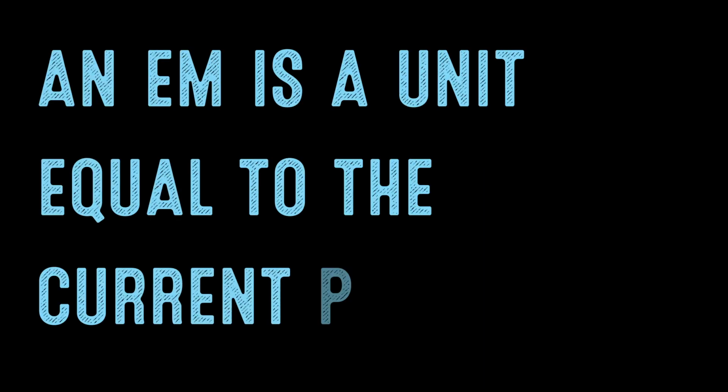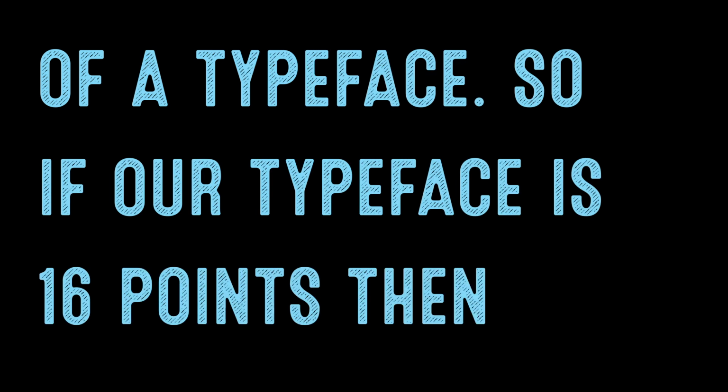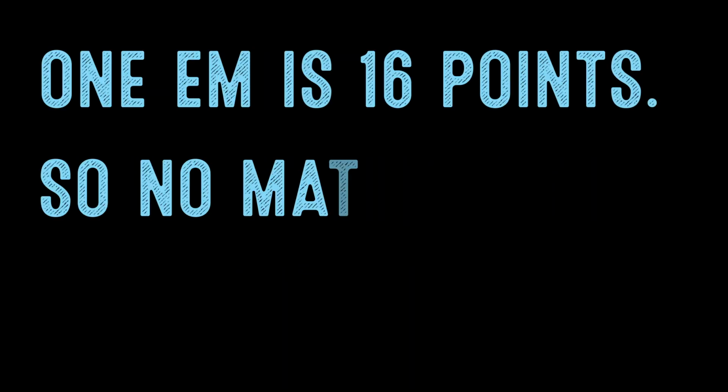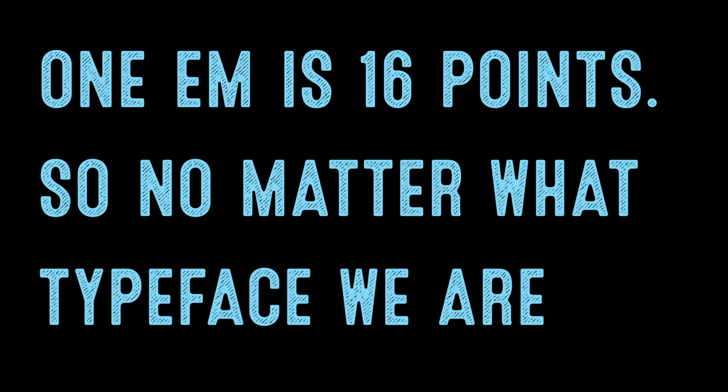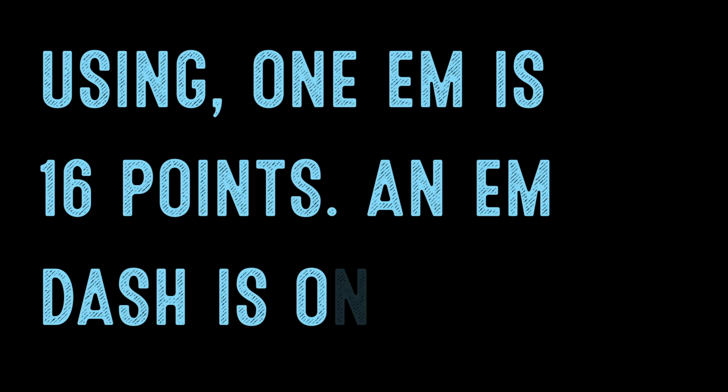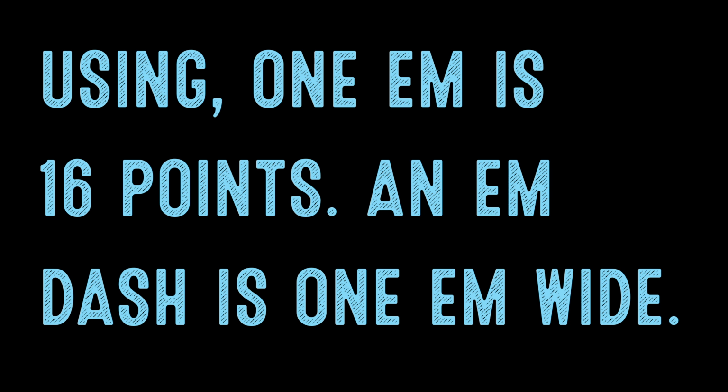The Daily Code Snippet. An M is a unit equal to the current point size of a typeface. So if our typeface is 16 points, then 1 M is 16 points. So no matter what typeface we are using, 1 M is 16 points. An M dash would be 1 M wide.